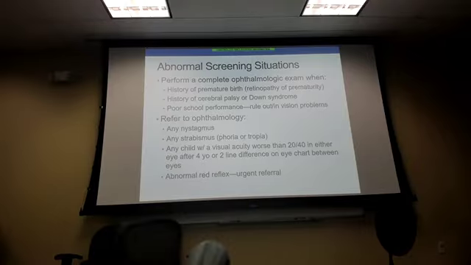Okay, so who gets this complete examination for ophthalmology? I need a complete examination if they've had a premature birth, and what I mean by that is usually less than 32 weeks, where their full retina is not vascularized. So retinopathy of prematurity, they're automatically going to go.